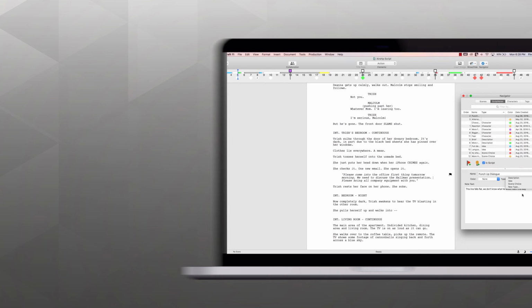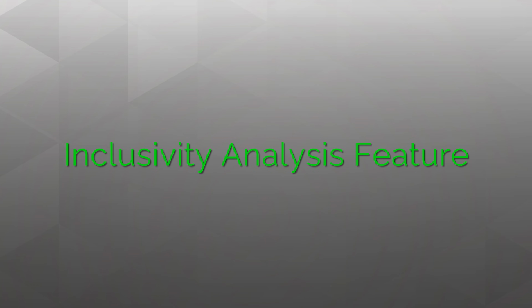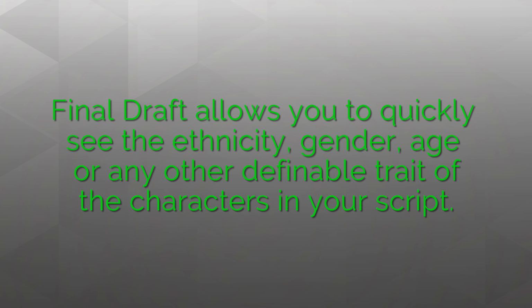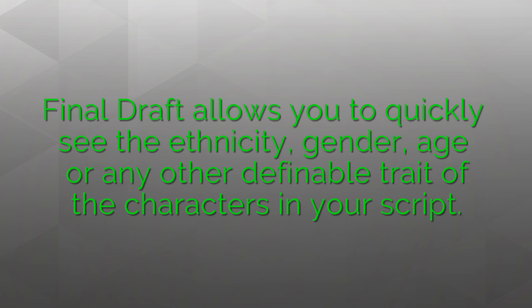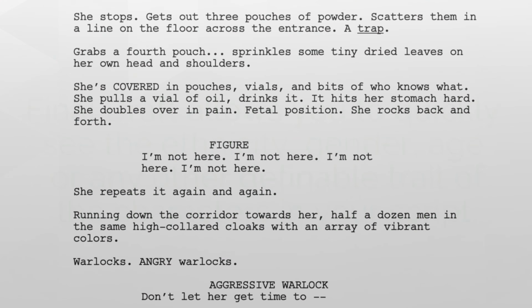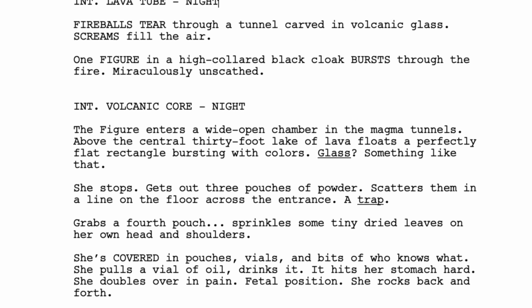In this tutorial, we're using a Mac, but we'll show you the Windows menus if they're different. Our focus is on the Final Draft Inclusivity Analysis feature. Final Draft allows you to quickly see the ethnicity, gender, age, or any other definable trait of the characters in your script. Once you've written your script, you'll need to define the attributes of your characters.